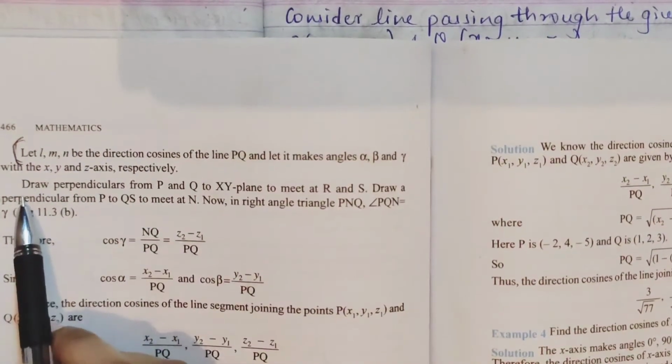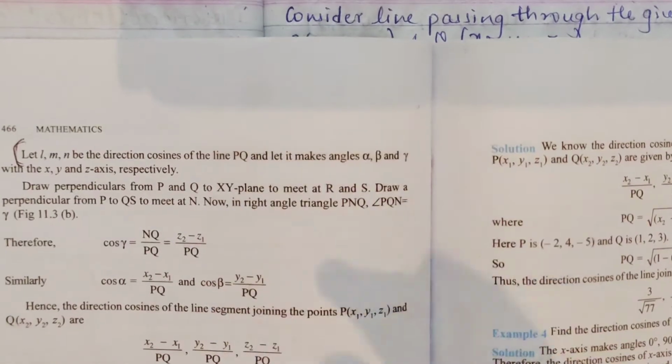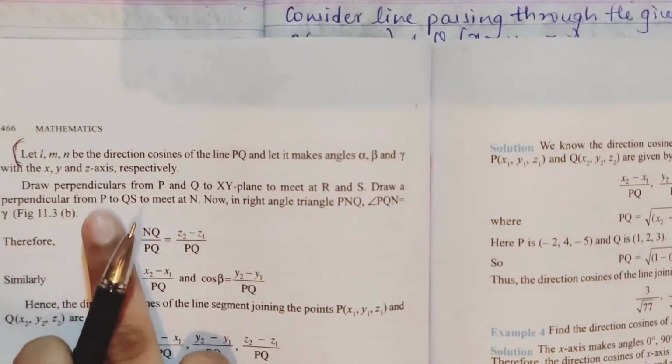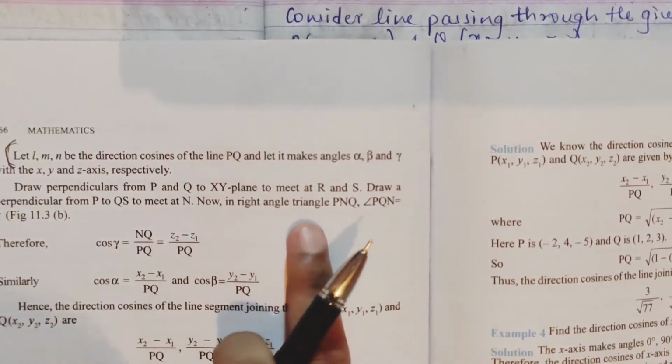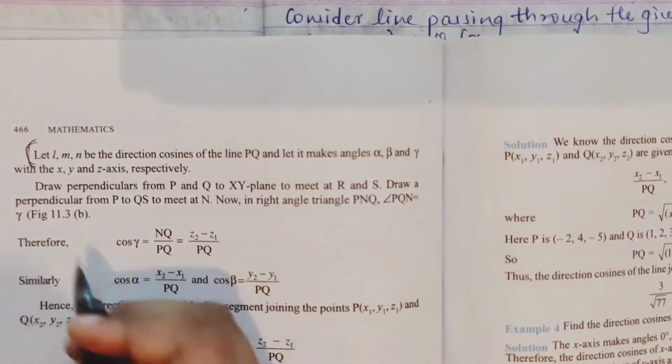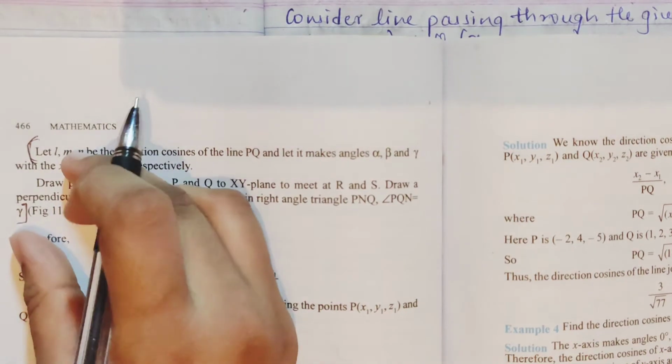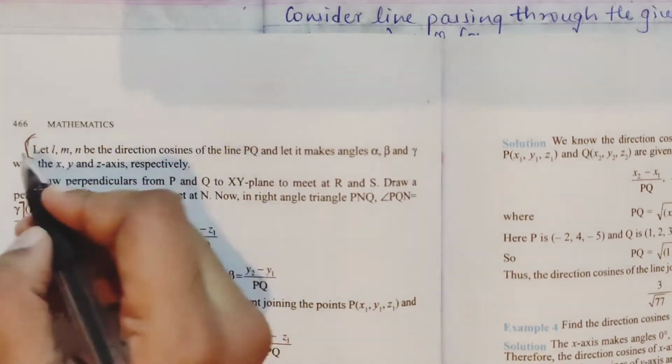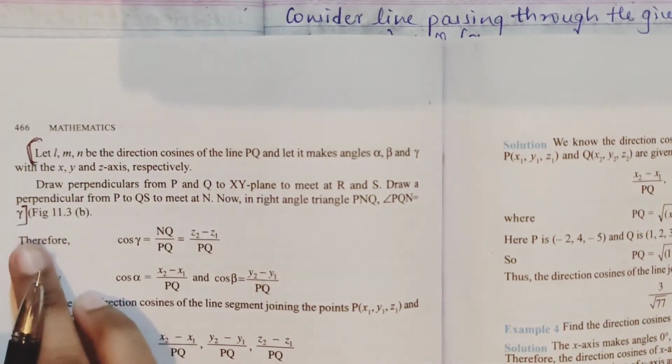Then as I said, you have to draw the perpendiculars, your RS and even a perpendicular from P, so that it makes a right angle, and your angle becomes what? PQN, which is equal to your gamma. So till here write it. After drawing the diagram, write this part. Okay, write this part.